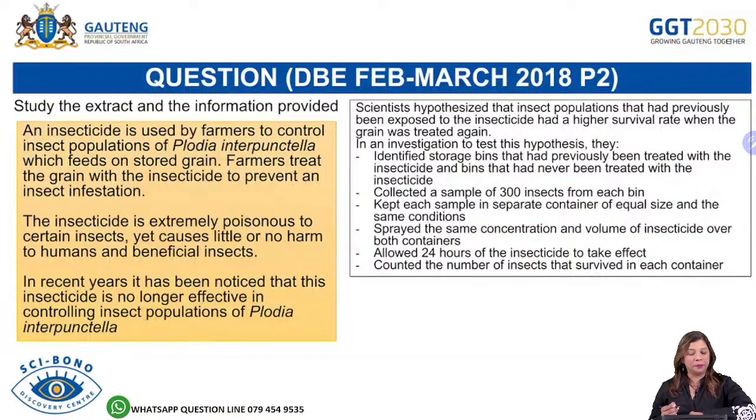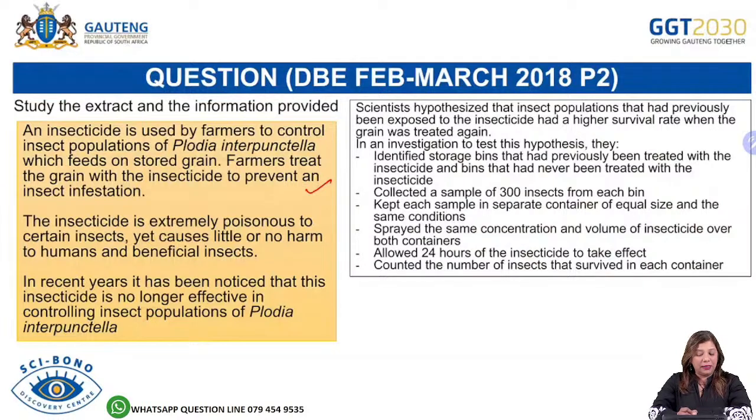So let us read. An insecticide is used by farmers to control insect populations of Phylodia interpunctella, which feeds on stored grain. Farmers treat the grain with insecticide to prevent an insect infestation. The insecticide is extremely poisonous to certain insects, almost like the DDT, hey? Yet it causes little or no harm to humans and beneficial insects. So it's a little different.